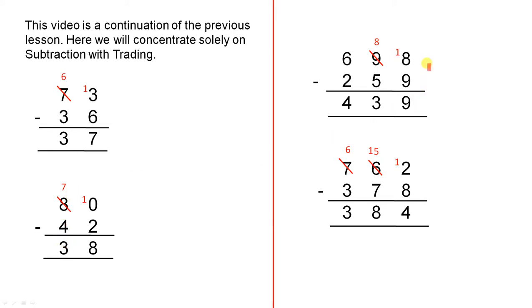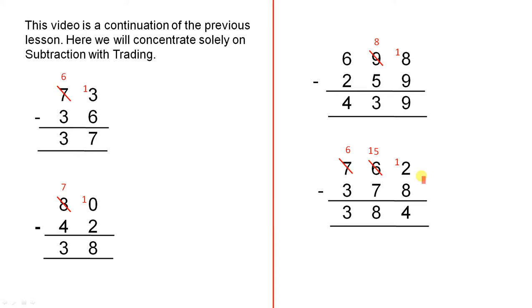698 minus 259. 8 take away 9 we cannot do, so this 9 becomes an 8, and the 10 goes to there, so that's now 18 ones. 18 take away 9 is 9, 8 take away 5 is 3, and 6 take away 2 is 4. Quick check, 9 plus 9 is 18, 3 plus 5 is 8, and 4 plus 2 is 6.